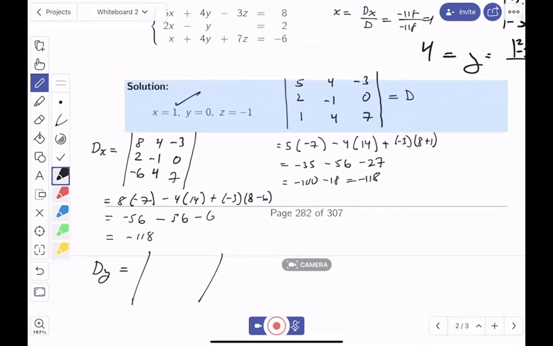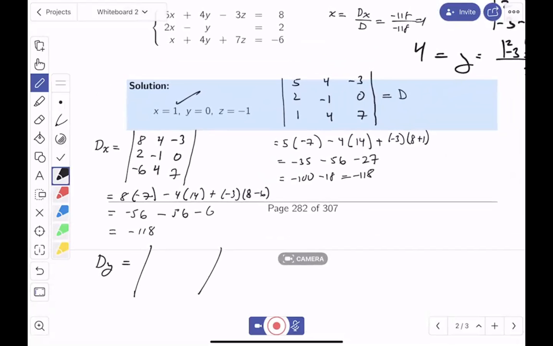Whoops, I need to get this thing over here now, right? So let's see, 5, 2, 1, 8, 2, -6, -3, 0, and 7. I'm expecting things to work out pretty nicely. So what's this going to be? 5 times something, -8 times something, plus -3 times something. This is dy. Let's take a look at it. That's going to be 14 minus 0. That's not so bad. And this one's going to be 14.